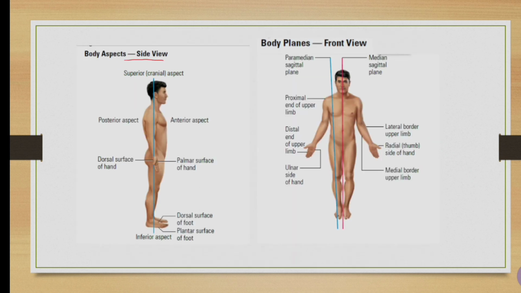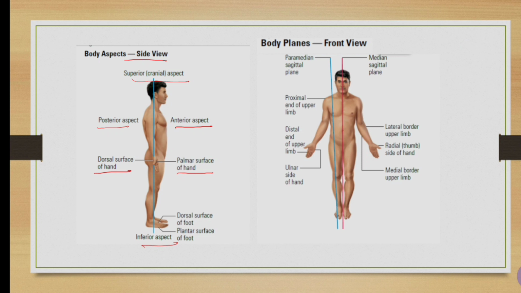Let us learn the body aspects. This is the side view. So here you can see the dorsal surface of the hand, the palmar surface of the hand. So this is the anterior aspect of the body. This is the posterior aspect of the body. Anterior aspect means front. Posterior aspect means back surface of the body. And you can see superior, which is above, that is the cranial aspect, and inferior aspect, which is the below.